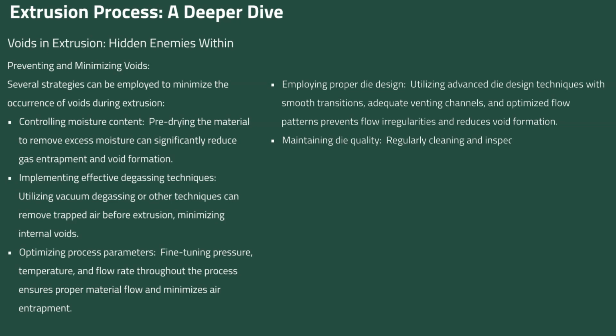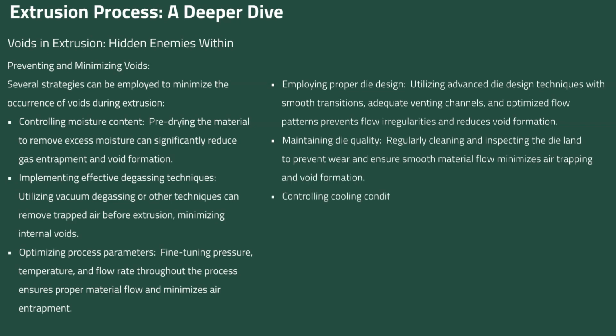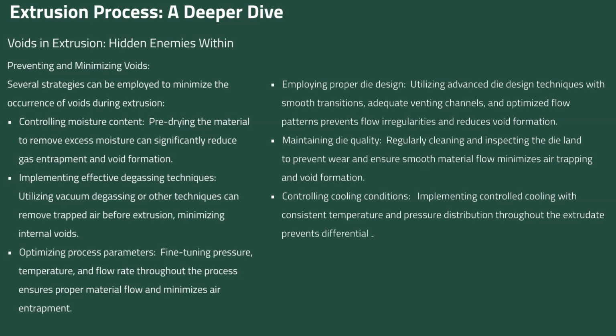Maintaining die quality. Regularly cleaning and inspecting the die land to prevent wear and ensure smooth material flow minimizes air trapping and void formation. Controlling cooling conditions. Implementing controlled cooling with consistent temperature and pressure distribution throughout the extrudate prevents differential shrinkage and minimizes internal void formation.